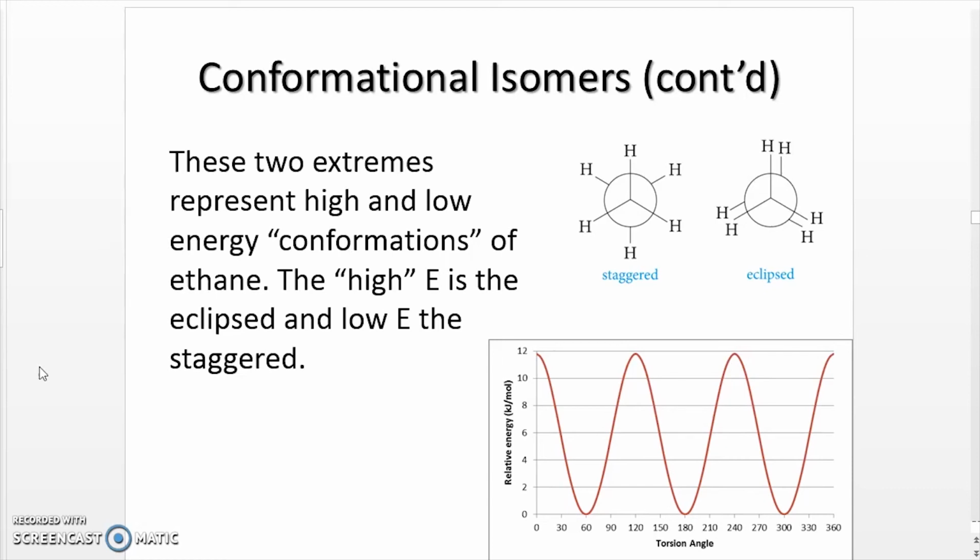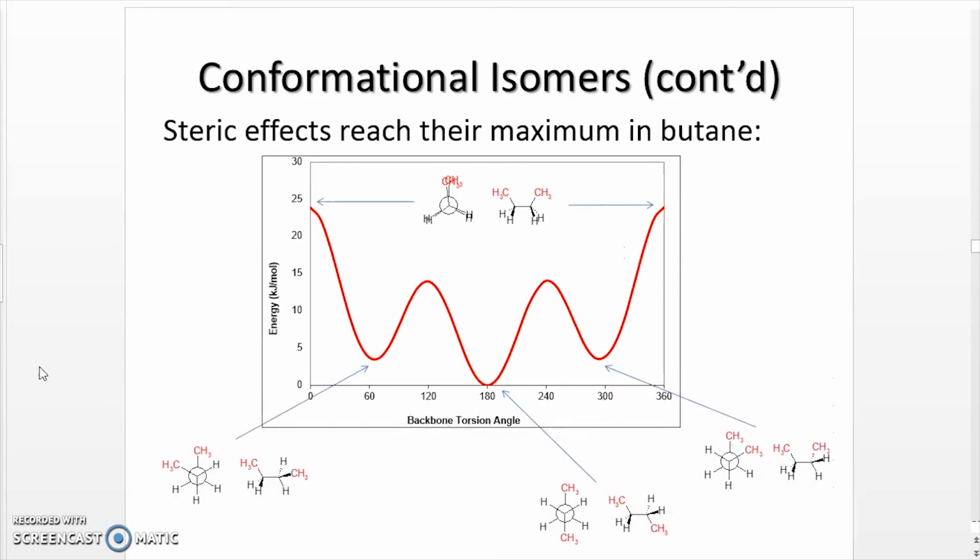And this actually becomes very important when we replace the hydrogens with larger groups. And here's an extreme case in butane, where we actually have two methyl groups on the front and the back carbon interacting through various conformations. And we can see that the energy is lowest when the methyl groups are farthest apart, right in the middle, right at 180, and highest when they are eclipsed on either end at 0 and 360 degrees.